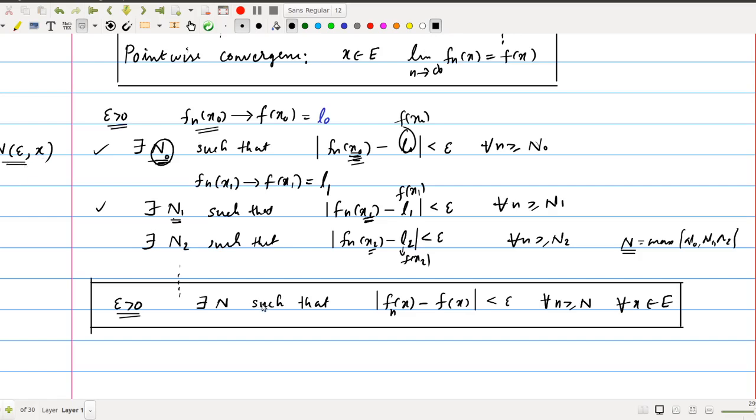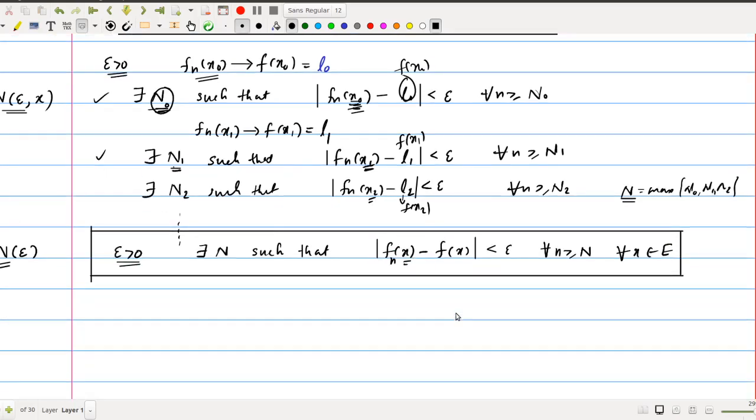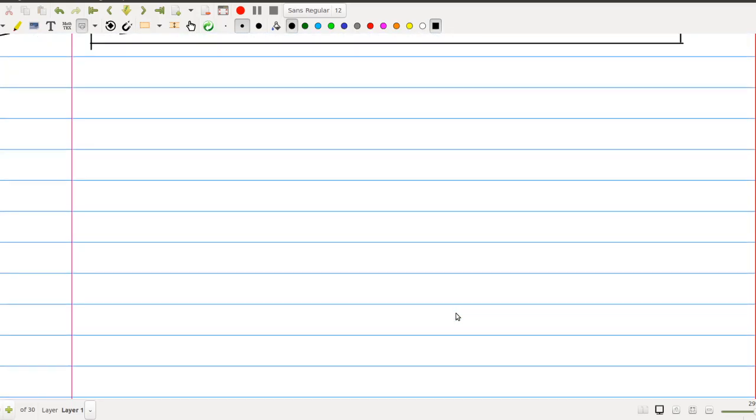Or if we are considering uniform convergence, you can expect that corresponding to each epsilon there exists a stage irrespective of the point. That means this stage does not depend on the points that we have chosen for constructing this sequence. So this is the difference between uniform convergence and pointwise convergence. Now we can discuss an example.